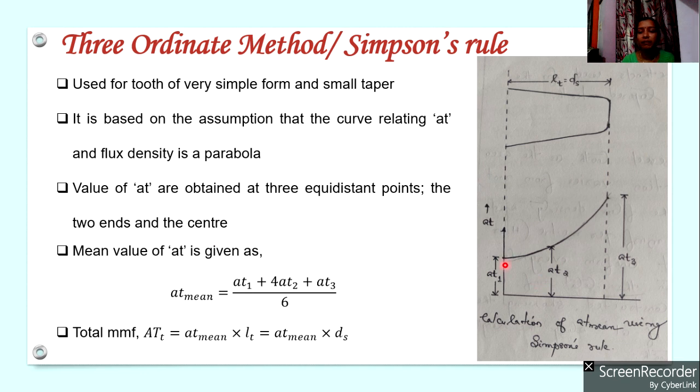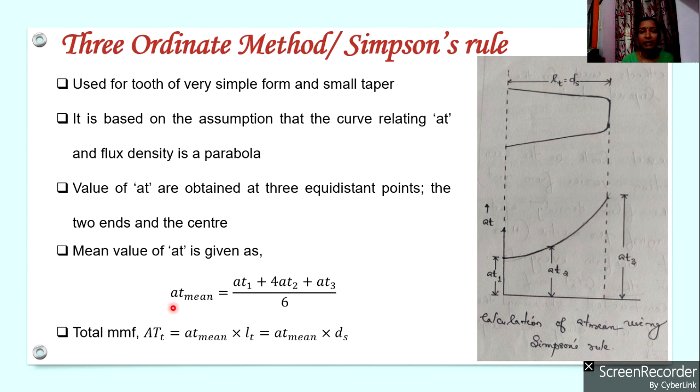So we will calculate the value of AT, mmf per unit length, corresponding to this end of the tooth, the center of the tooth, as well as this end of the tooth, and let them be named AT1, AT2 and AT3. Then the mean value of AT, the mean mmf per unit length for the entire tooth, is obtained as AT1 plus 4AT2 plus AT3, divided by 6.